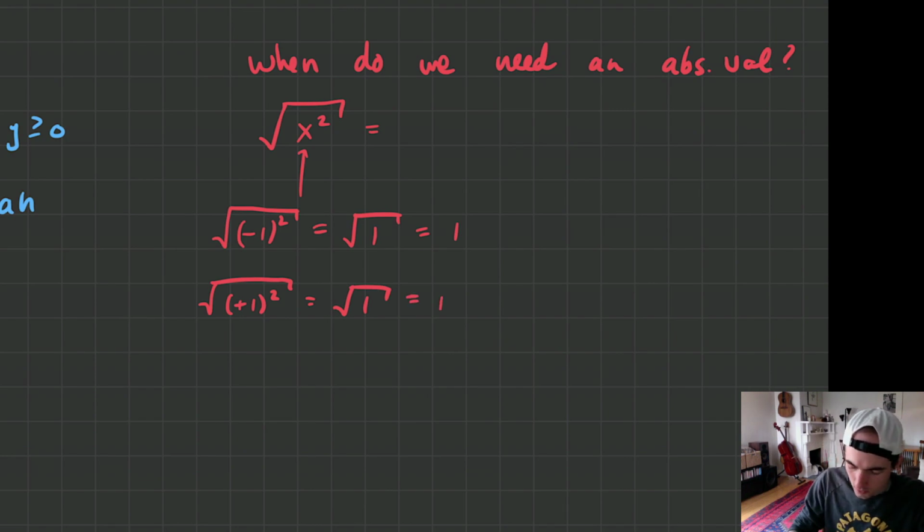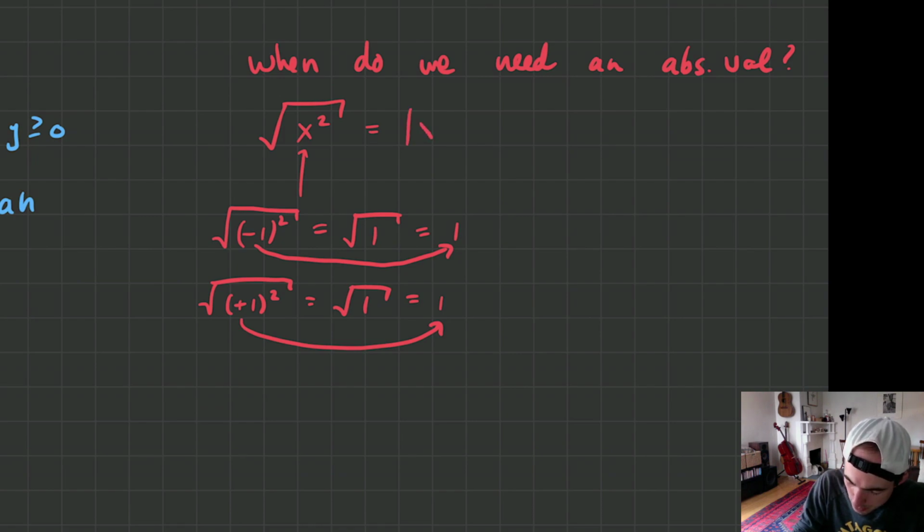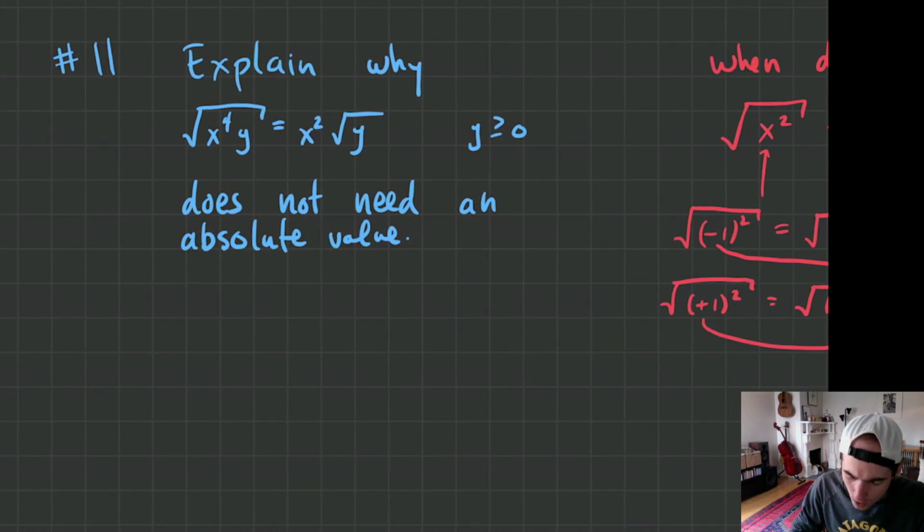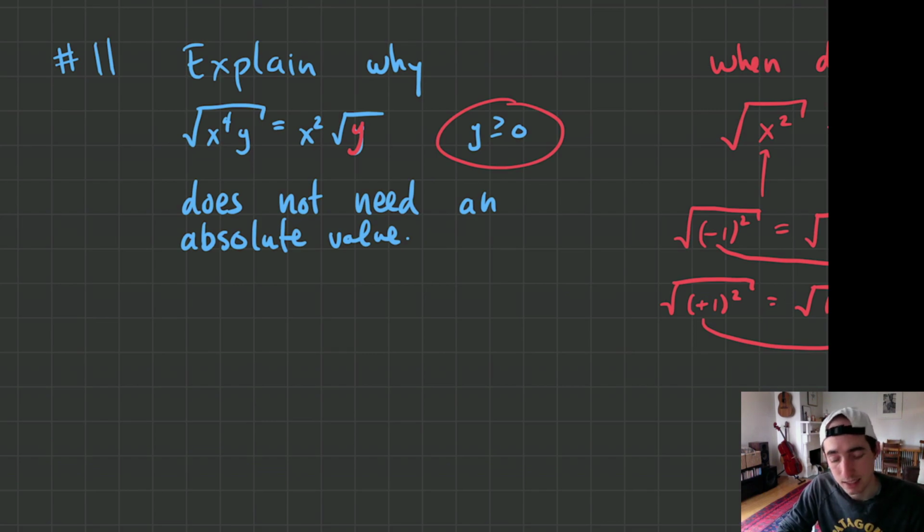So the way we have to combat this is by saying that in this case we got the positive version of x, right? So the square root of x squared is the absolute value of x. Now this question is saying, well, hold on a second. Why do we not need an absolute value symbol? First of all, they're specifying that y is greater than 0, and they're doing that because if y was negative, then we'd be taking the square root of a negative number, and that's no good. So don't worry about the y. The question is really asking about x.